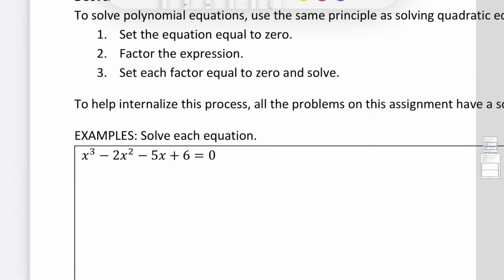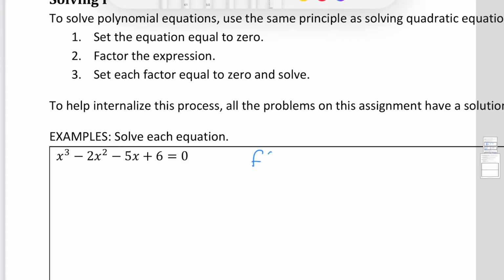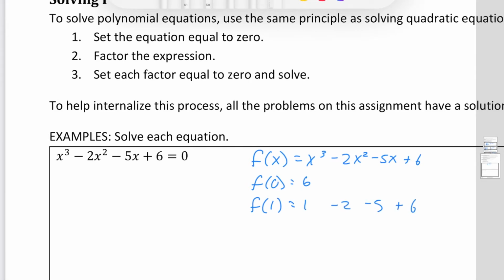So my first question is, if I think of this as a function, x cubed minus 2x squared minus 5x plus 6, what is f of 0? 6. What is f of 1? Well, just add 1 minus 2 minus 5 plus 6. So f of 1 is equal to 7 minus 7. That's equal to 0. That's a 0 of the function, meaning that x equals 1 is a solution.